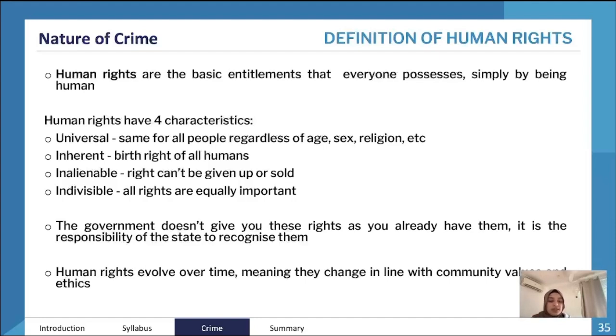Human rights evolve over time depending on community values, the ethical standards, the moral standards, what applies and what doesn't. That changes over time, so human rights will change with that.